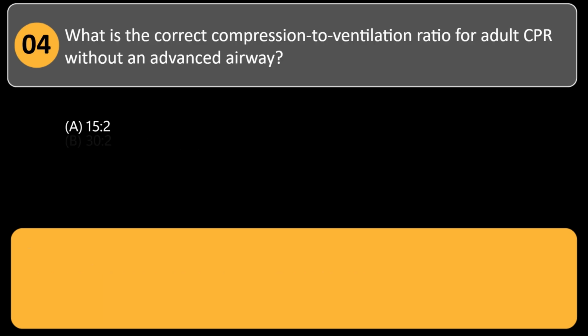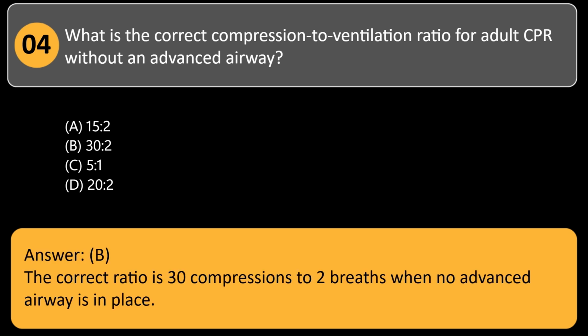What is the correct compression to ventilation ratio for adult CPR without an advanced airway? A. 15:2. B. 30:2. C. 5:1. D. 20:2. Answer: B. The correct ratio is 30 compressions to 2 breaths when no advanced airway is in place.